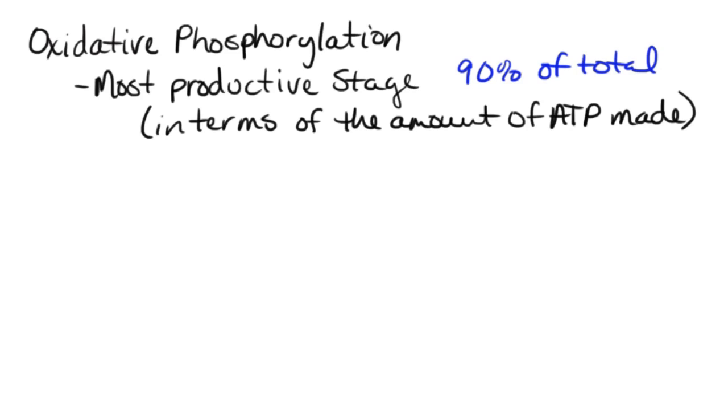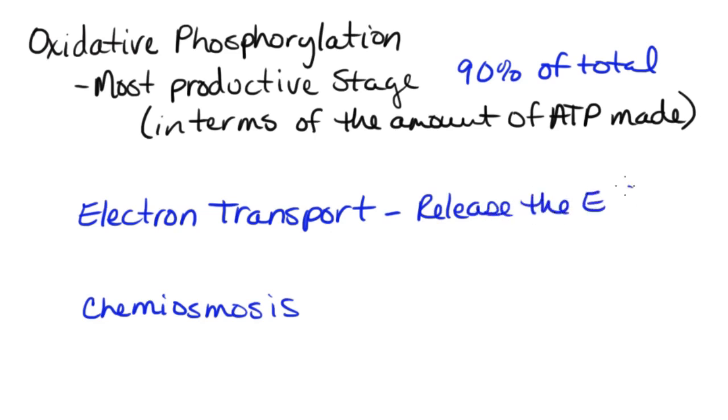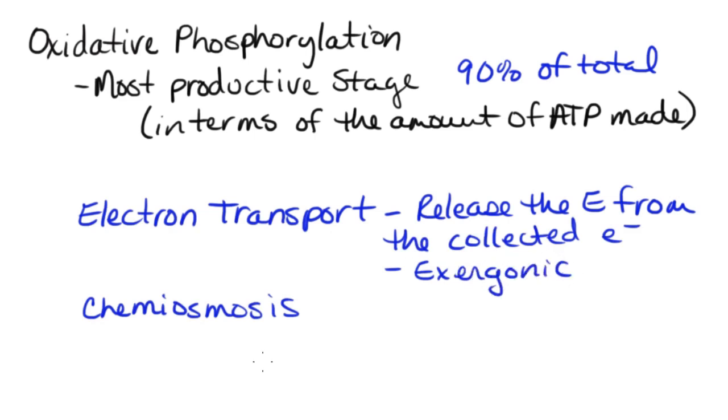We do break this stage of respiration into two different halves. We have one part which is called the electron transport chain, and then we have the other part which is called chemiosmosis. With these two, the electron transport chain is going to release the energy from the collected electrons. Since we are releasing energy, overall this will be an exergonic process. The chemiosmosis part is responsible for making ATP, and that's why we get so much ATP made during this last phase. Since we're making ATP, that is going to be endergonic.